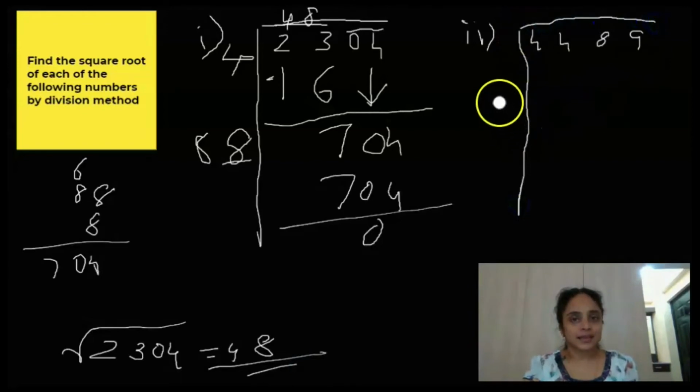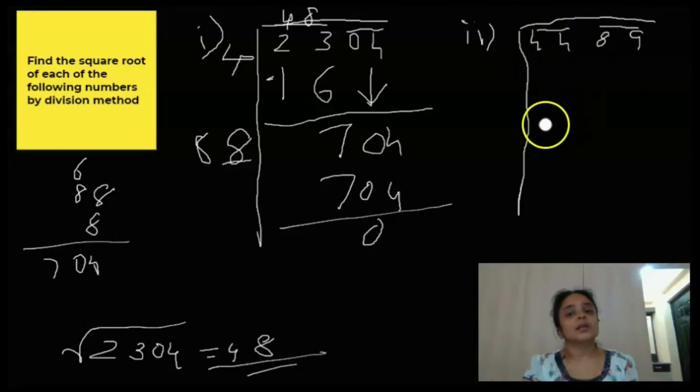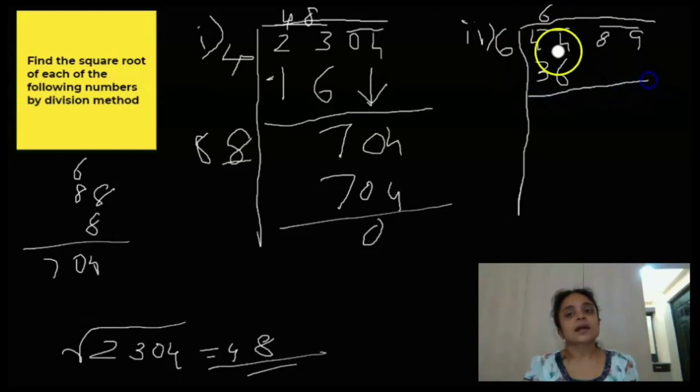Draw lines like this, then pair these into 2. From the right you have to pair, so 89 and 44. Now find a number whose square is less than or equal to 44. We know that 6 is that number because 6 square is 36 and 7 square is 49. So write 6 here as well as here. Now 6 into 6 is 36 and find the difference of this. 44 minus 36 is 8. Now bring this 89 down.